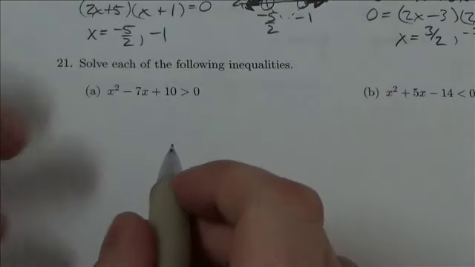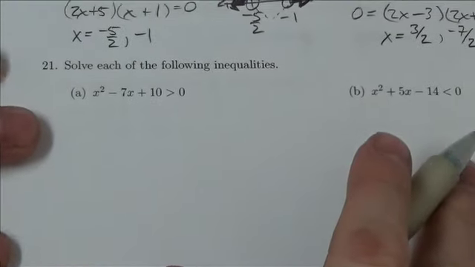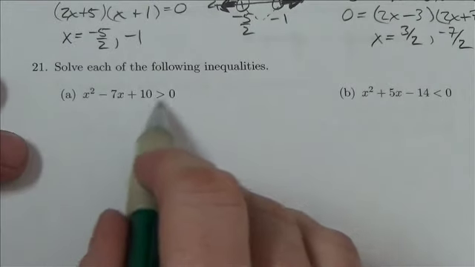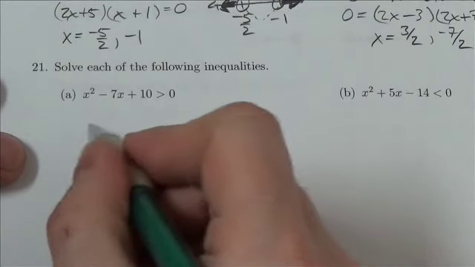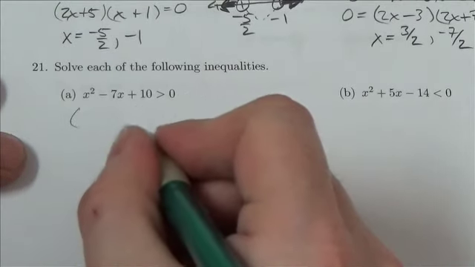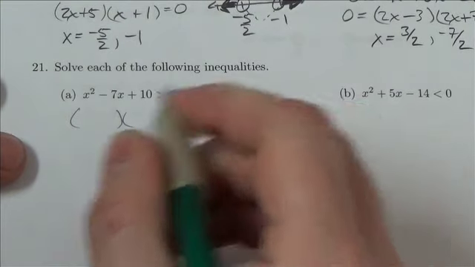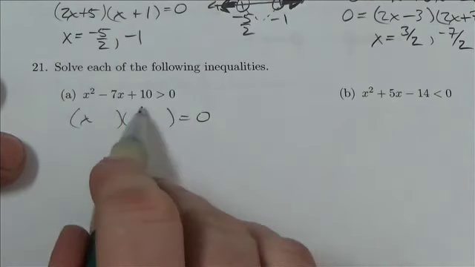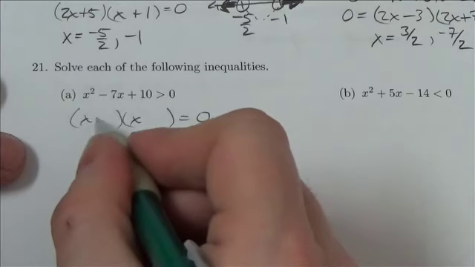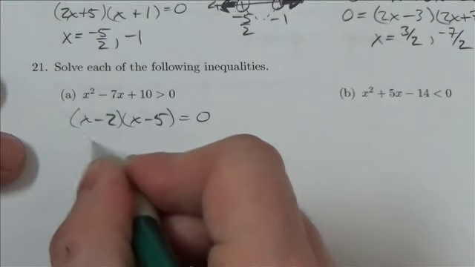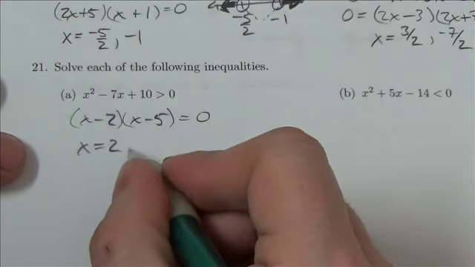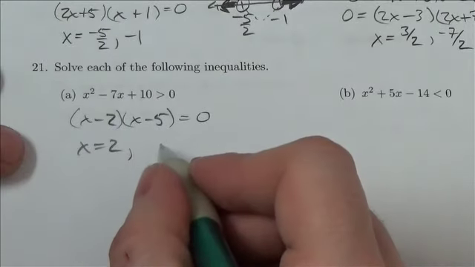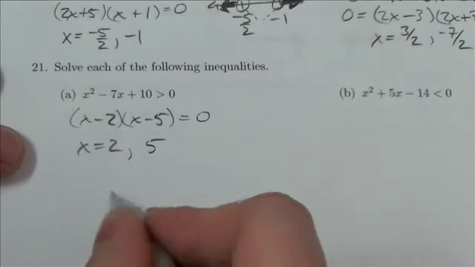All right, question 21. Solve each of the following inequalities here. Okay, so x squared minus 7x plus 10 is greater than 0. Now, before I can answer where it's greater than 0, I have to know where it equals 0. And so I'm looking for factors of 10 that add to negative 7. Well, it's got to be negative 2, negative 5. So my two places along this function where it's equal to 0 will be at 2 and 5.